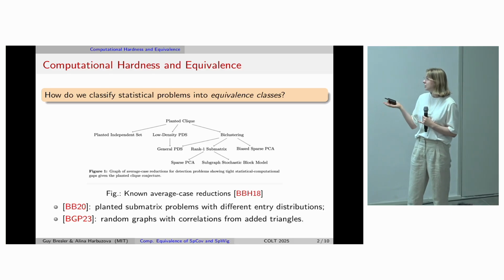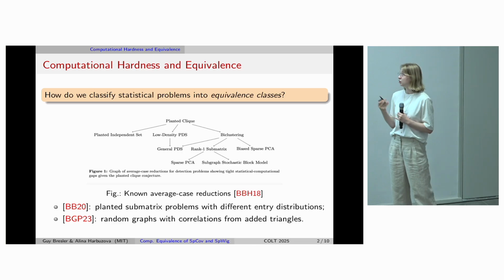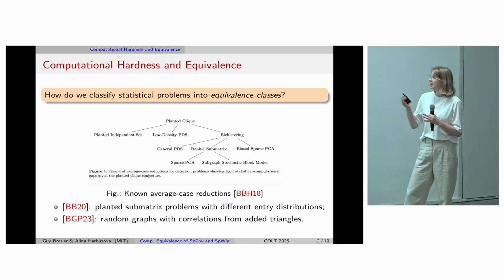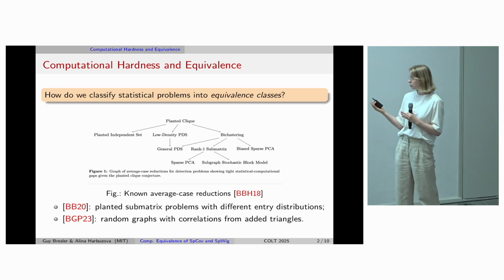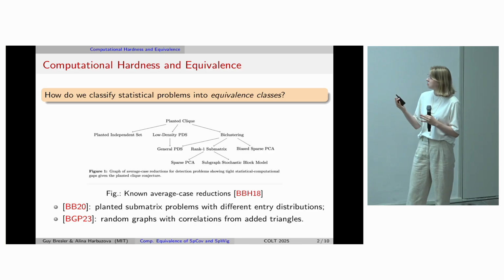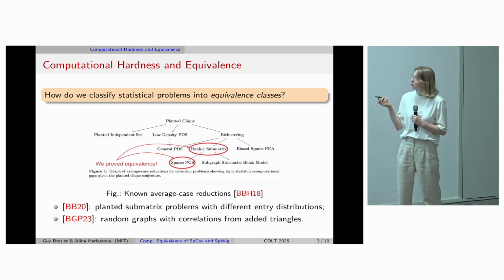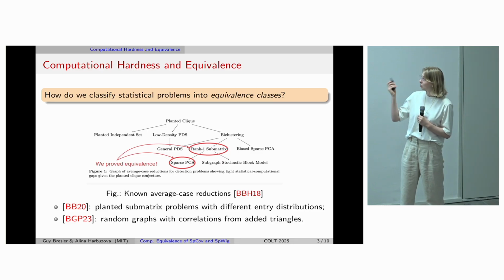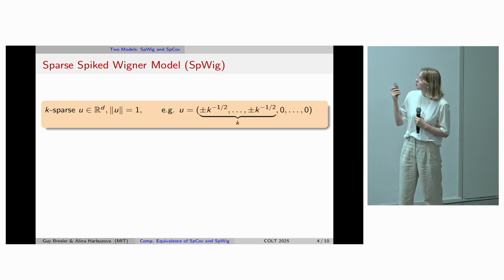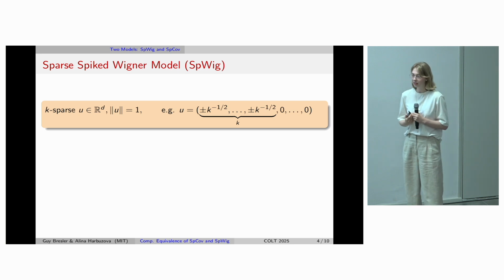Work on equivalences, prior work on equivalence largely focused on problems that have the same structure but maybe different noise distributions or remained in slightly artificial settings. Our work establishes the first computational equivalence between two well-known problems, which actually appear here on this diagram under slightly different names. So let me define the models that we're going to consider.